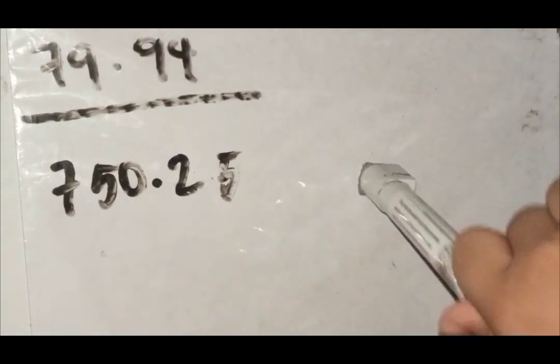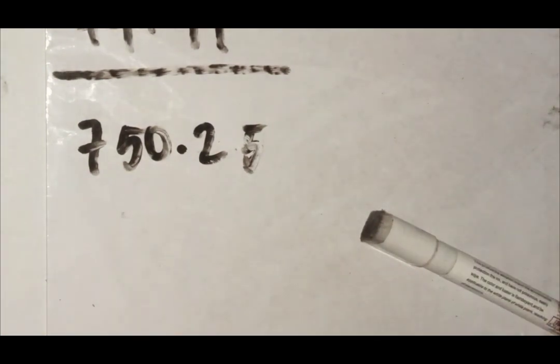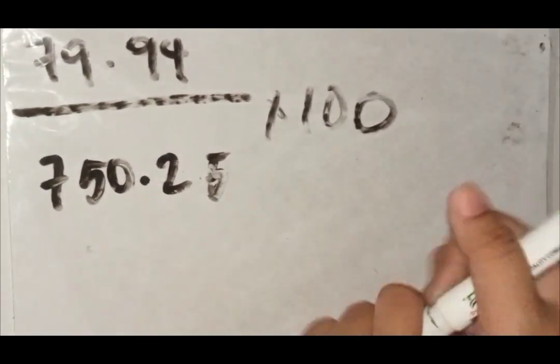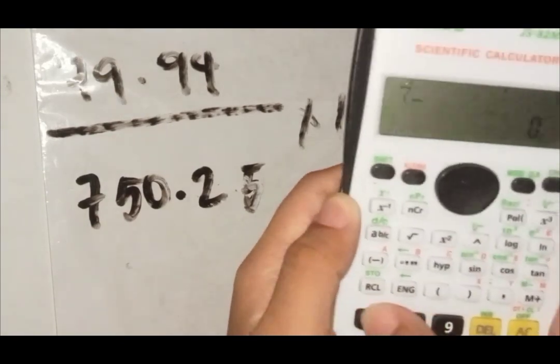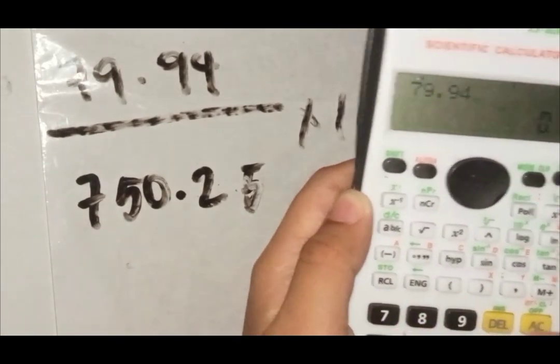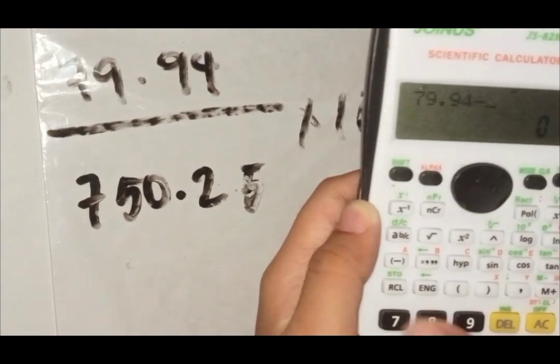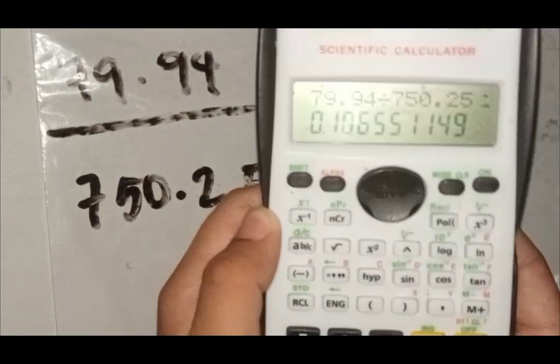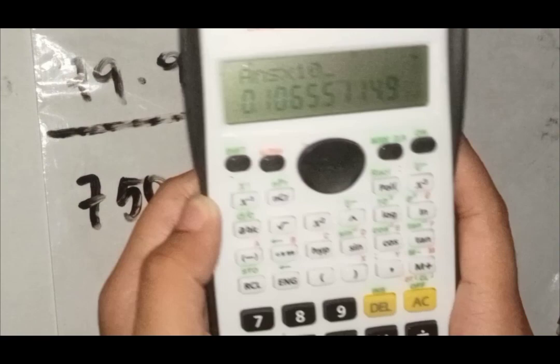Ang hinahanap naman is yung gross profit margin. Since nahanap na nga natin yung gross profit na 79.94, hanapin naman natin kung ano yung gross profit margin ng knife set. So, formula, gross profit over sales revenue times 100. Okay, compute. 79.94 divided by 750.25 is equals to yan, times 100.